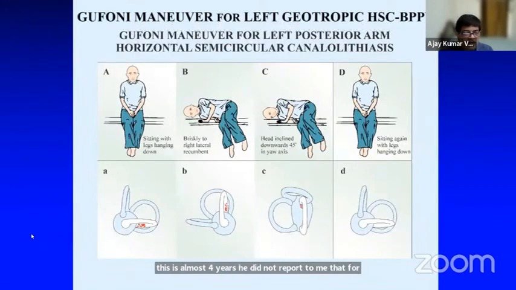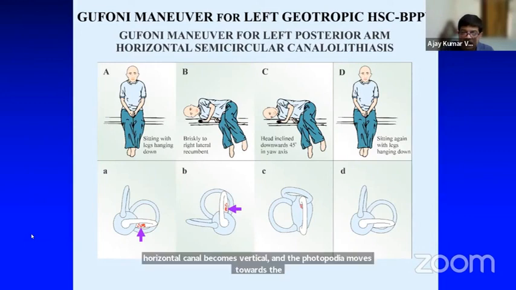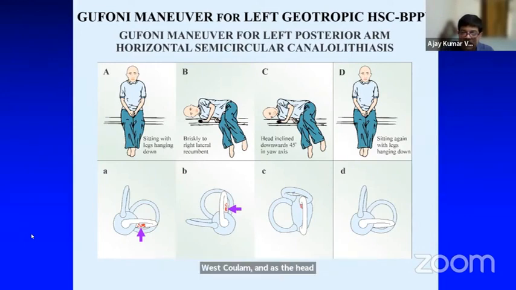So how it works: these are the otoconia in the long posterior arm, the non-ampullary arm, of the left horizontal semicircular canal. As the patient is taken to the right lateral recumbent position, that is the non-involved side, the horizontal canal becomes vertical and the otoconia moves towards the vestibulum. And as the head is inclined downwards to around 45 degrees or more in the yaw axis, it enters into the utricle, thus clearing the canal of any otoconial debris and curing the patient.